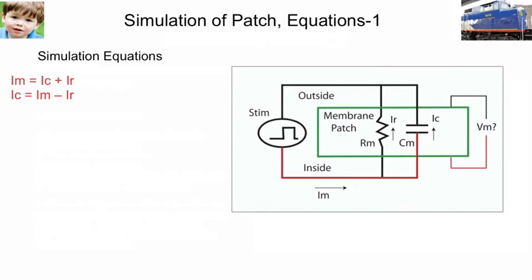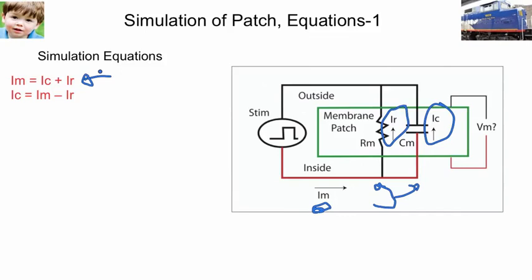The first step is concerned with the total current as compared to the currents through the resistive channels and through the capacitance. As we see from the diagram, the total current just divides into the two paths, the current through the resistance and the current through the capacitance. So the total current has to go one way or the other. Since current is conserved, total current is equal to the capacitive current plus the resistive current.